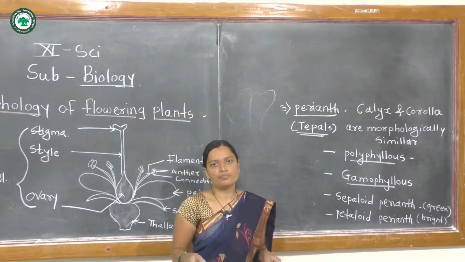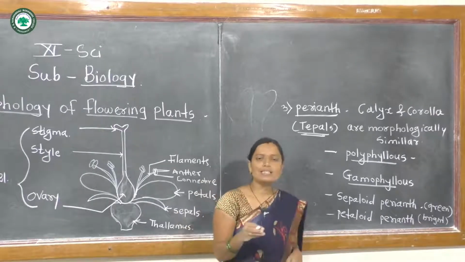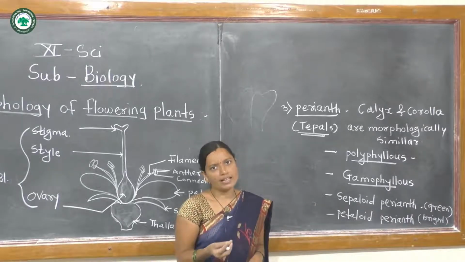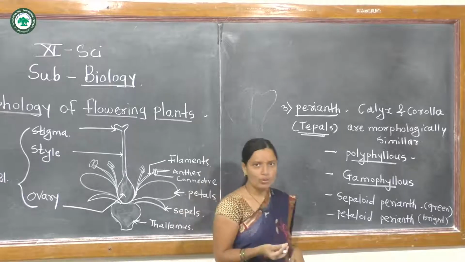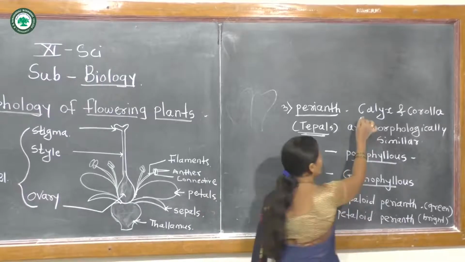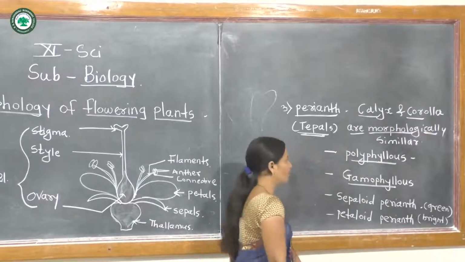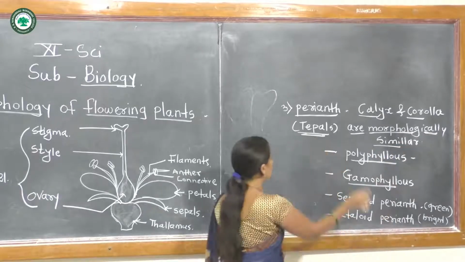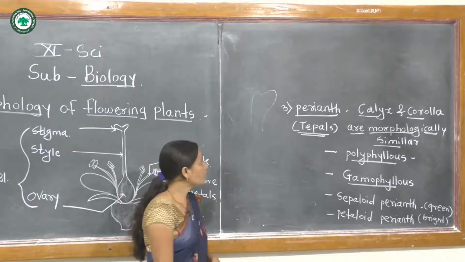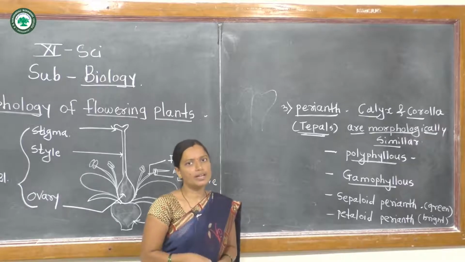It is a similar calyx and corolla, a similar structure, and that's why they cannot identify which is a corolla and which is a calyx. This part of the flower is called the perianth, because the calyx and corolla are morphologically similar. Individually, the perianth is called the tepal.